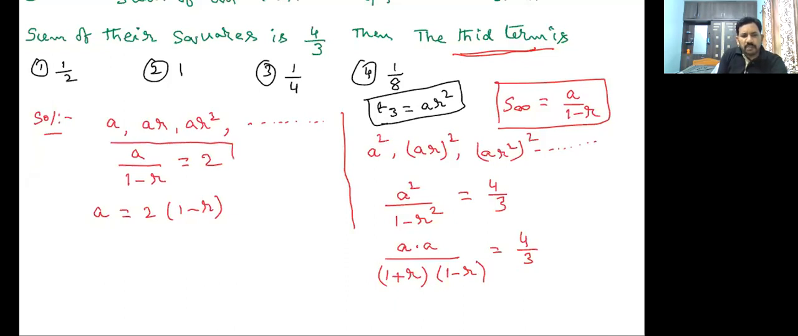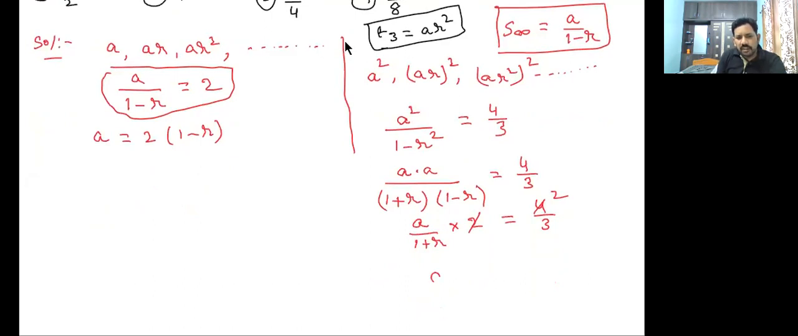What is the a by 1 minus r value? 2. Substitute here: a by 1 plus r into a by 1 minus r value 2, that is equal to 4 by 3. 2 2s are 4. Now what is a? a is equal to 2 by 3 into 1 plus r. This is equation 1. This is equation 2.